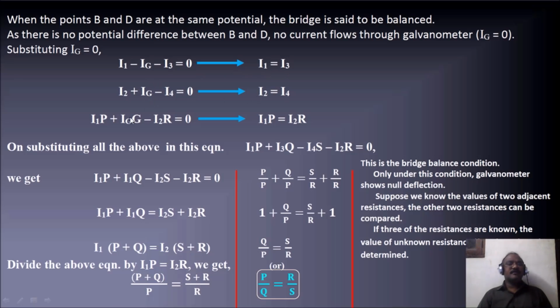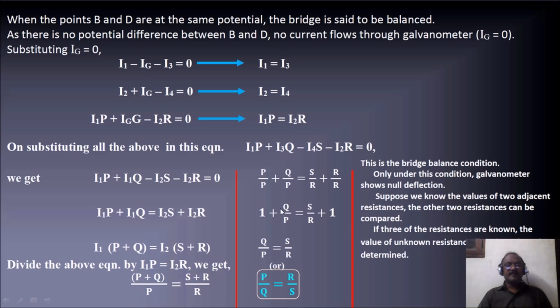Now in the loop, the current Ig equal to 0, therefore we can take I1P is equal to I2R. Now on substituting all these above equations in the final loop rule, that is the fourth equation, we can replace the terms like this, that is I1P plus instead of I3 we can put again I1, so I1Q, minus instead of I4 we can put I2, so minus I2 into S equal to 0. Now separate the terms on both sides. Here you can take I1 as common, here you can take I2 as common. Now divide throughout this equation by I1P equal to I2R. Now dividing this equation, we will have P by Q is equal to R by S.